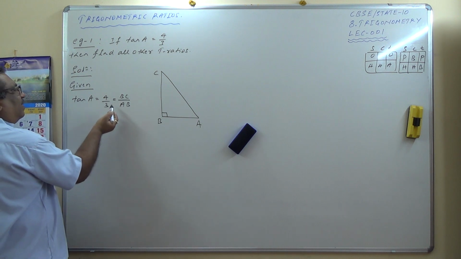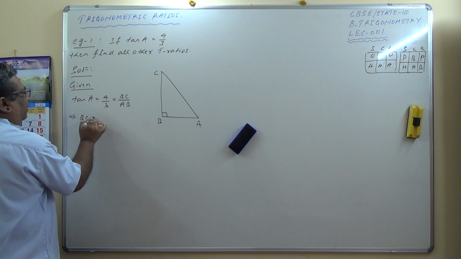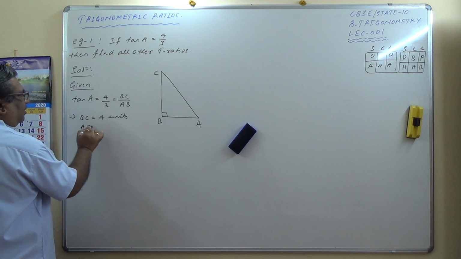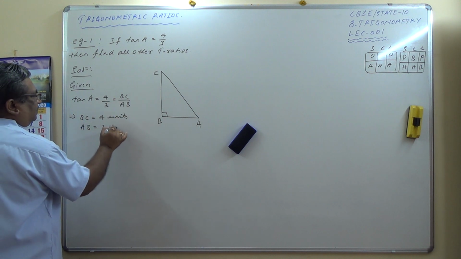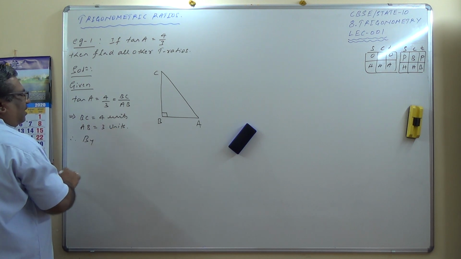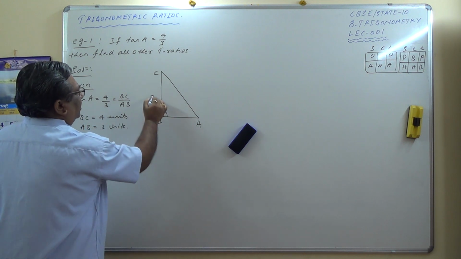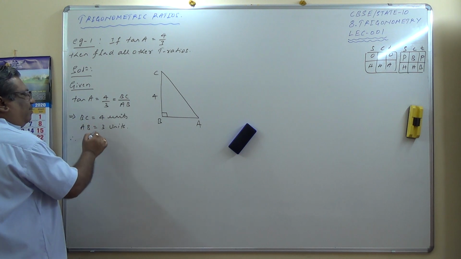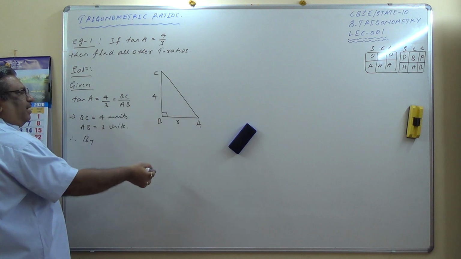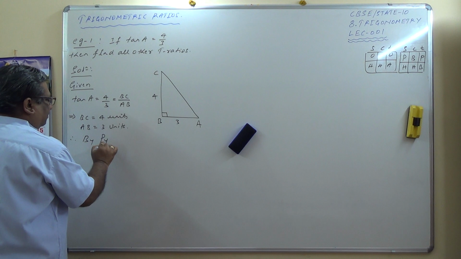What is the meaning of this? 4 by 3 equals BC by AB implies BC equals 4 units and AB equals 3 units. And therefore, I will write 3 and 4 units over here. What is BC? BC is 4 units. Where is BC? This one, 4 units. And AB is 3 units, okay, 3 units over here. For my information, I am writing. And by Pythagoras theorem, can I find out the third side? Yes, possible.